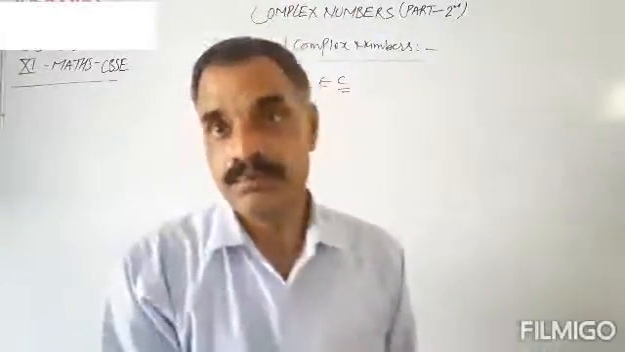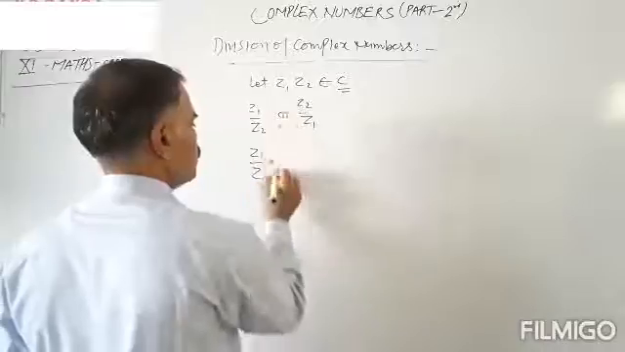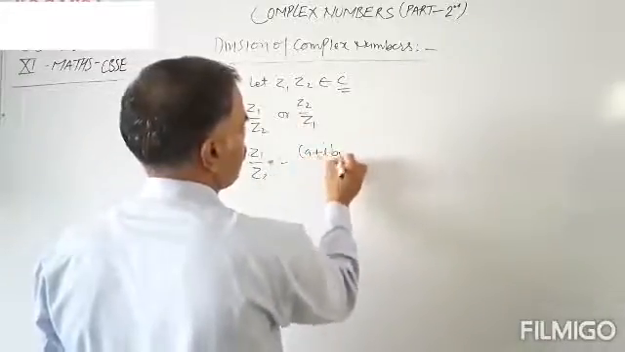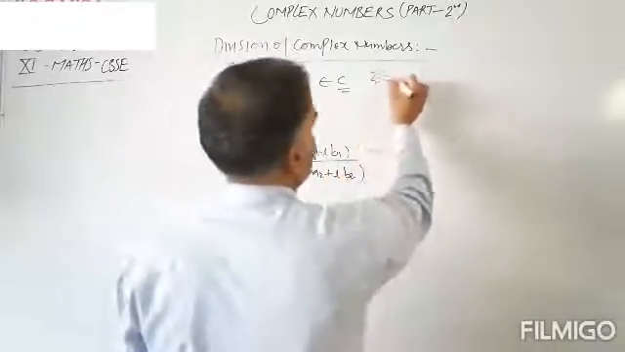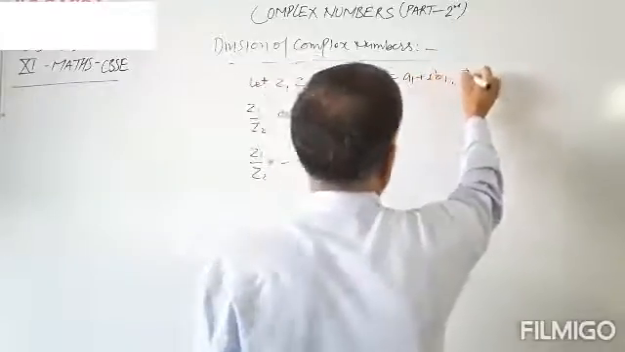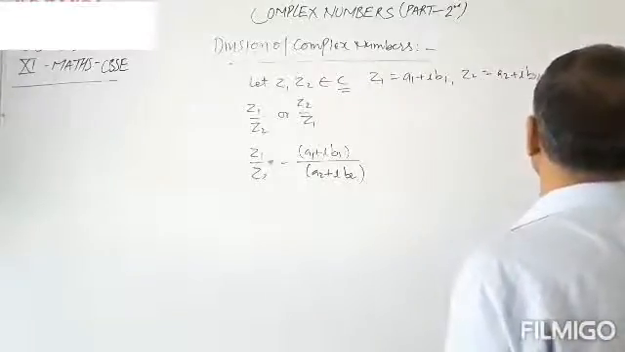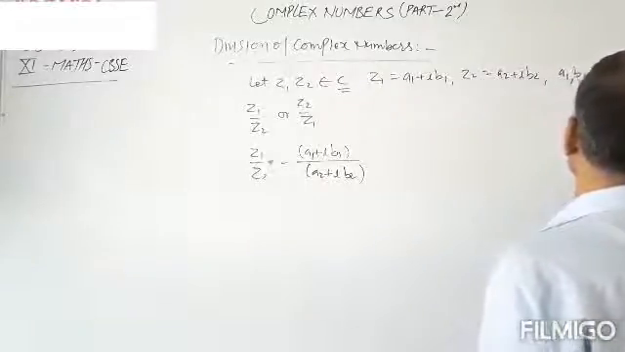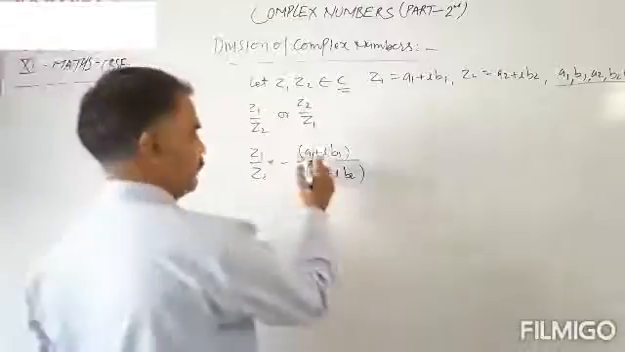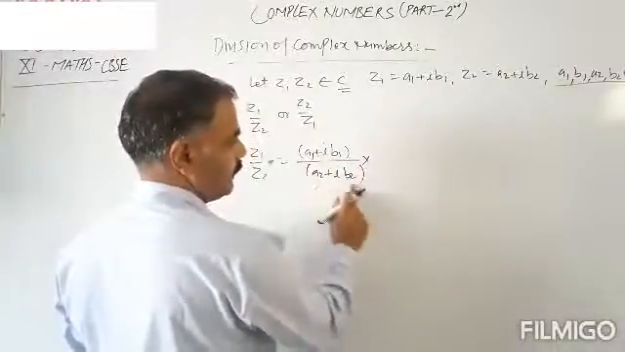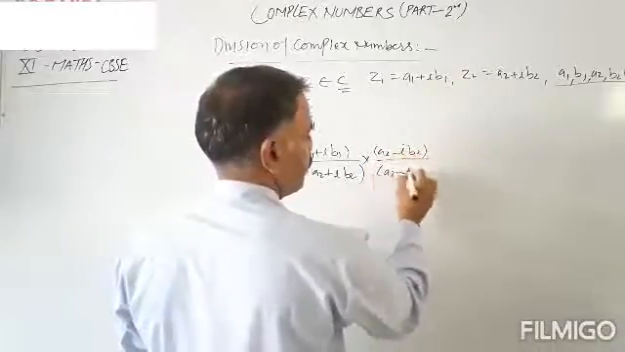We will find one of them, that is Z1 upon Z2. Z1 upon Z2 is equal to a1 plus iota b1 divided by a2 plus iota b2. Z1 is equal to a1 plus iota b1 and Z2 is equal to a2 plus iota b2, and a1, b1, a2, b2 belong to the set of real numbers. Now we will multiply by a2 minus iota b2 divided by a2 minus iota b2.